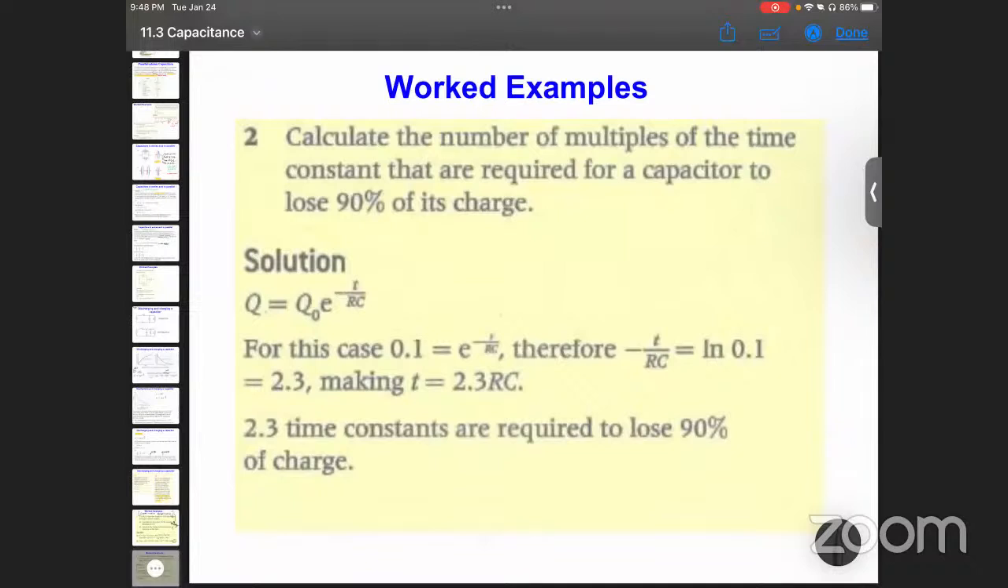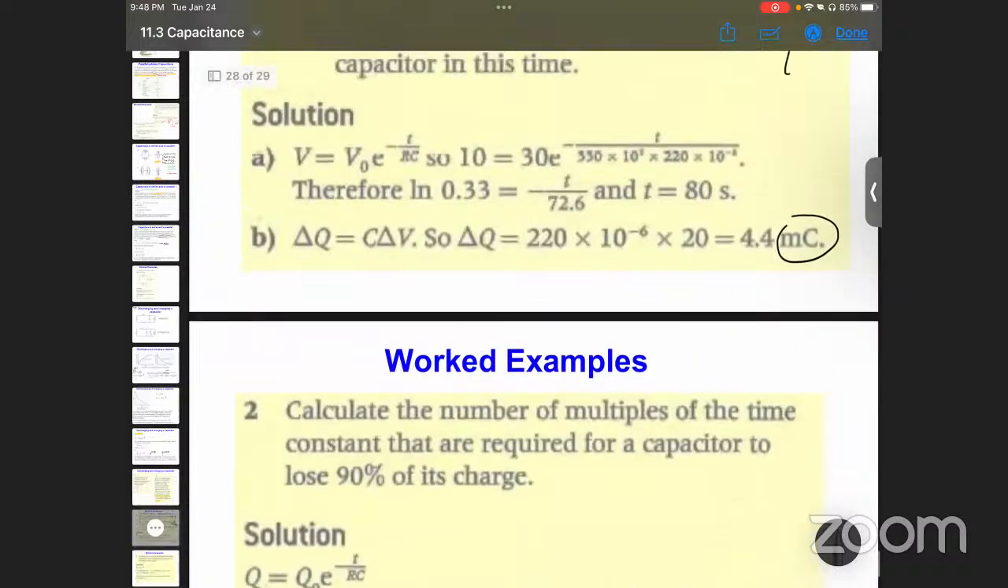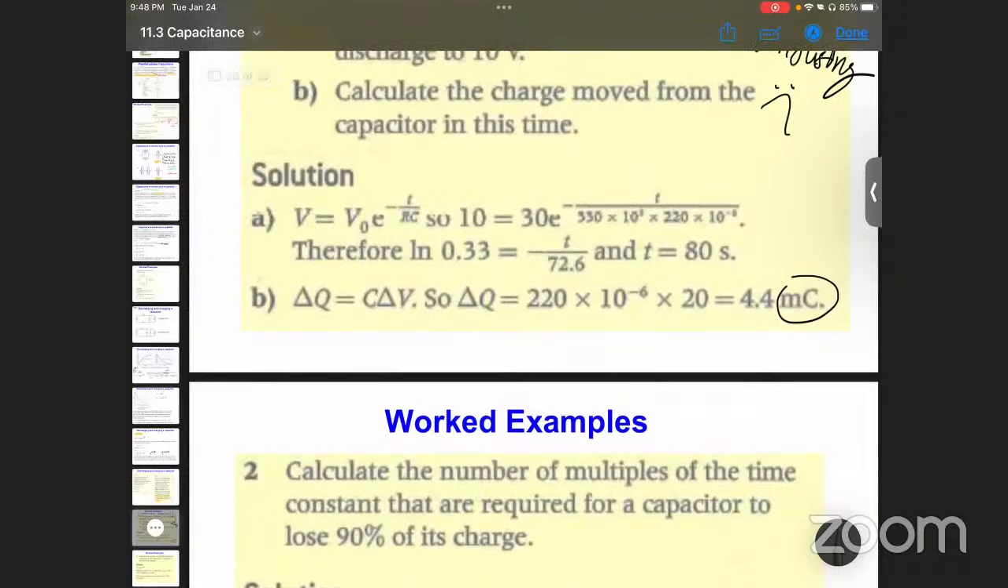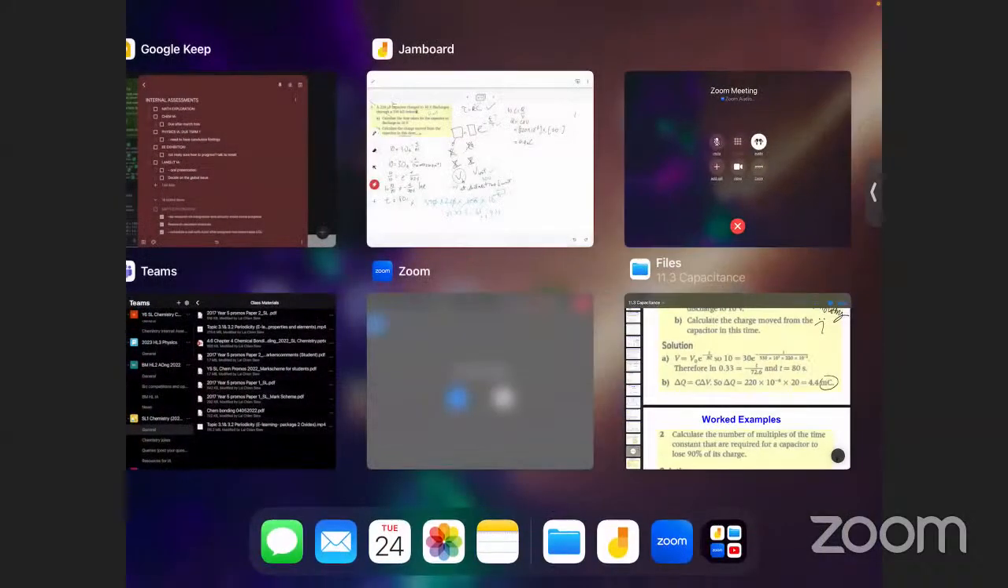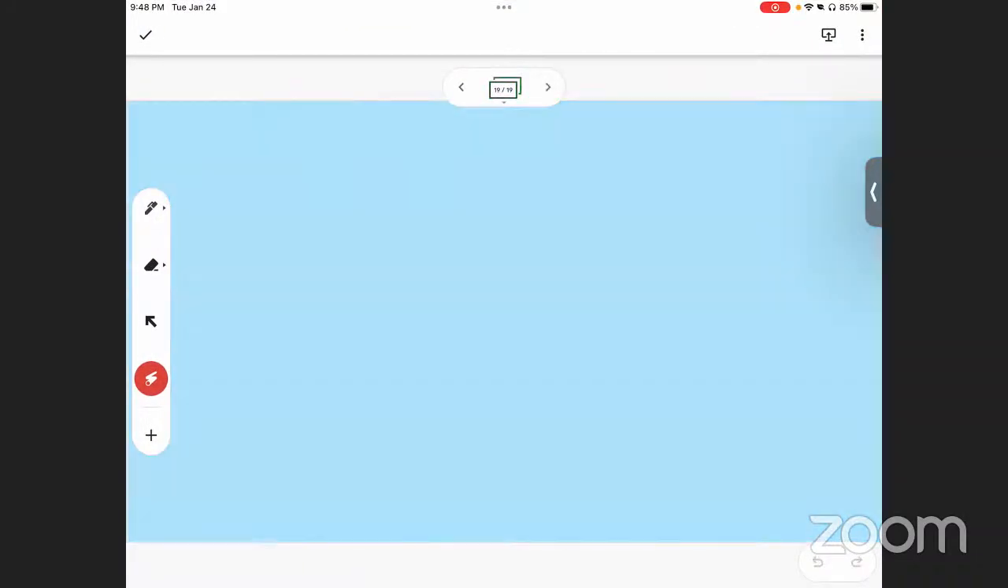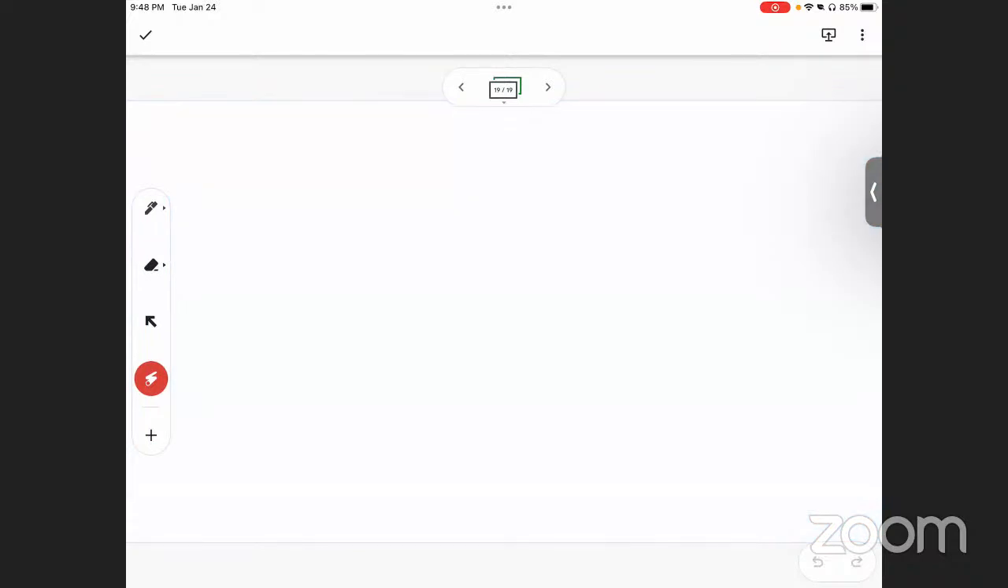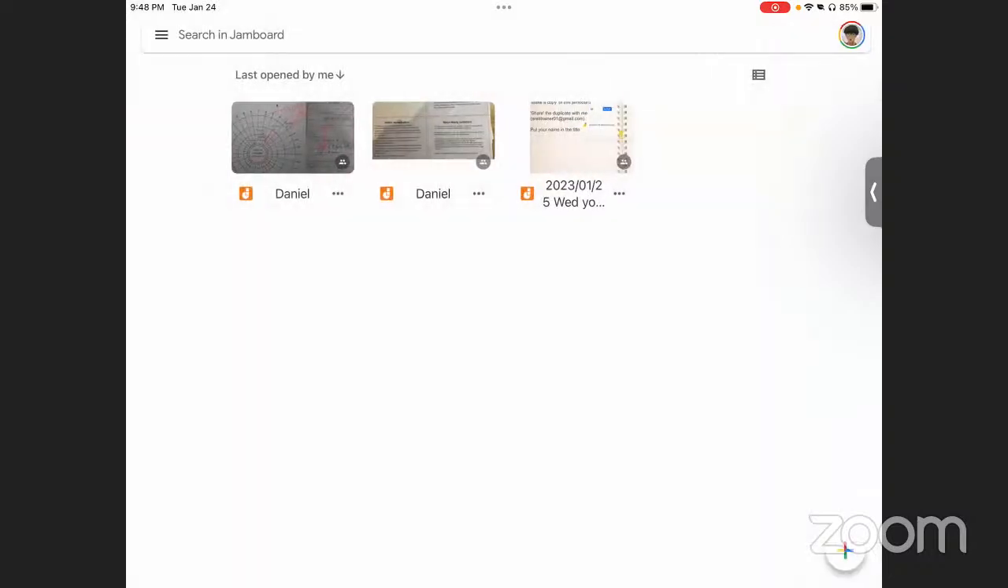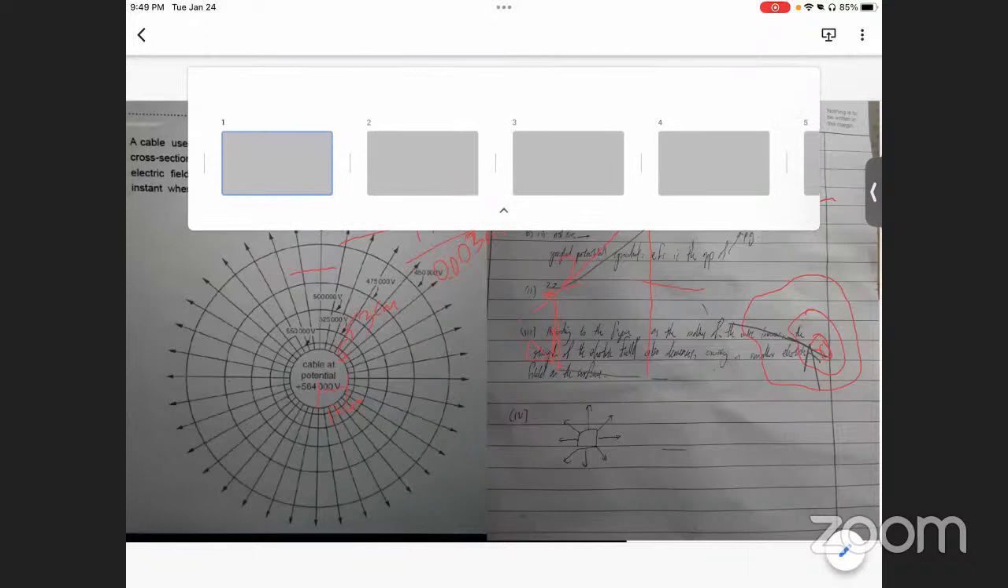Okay. Let's go to your Jamboard again. Don't look at the answer key, please. Go to the Jamboard. So, what formula do we need to use? I put the question here again. So just pretend it, right? Calculate the number of multiples of time constant. Time constant. There you go.